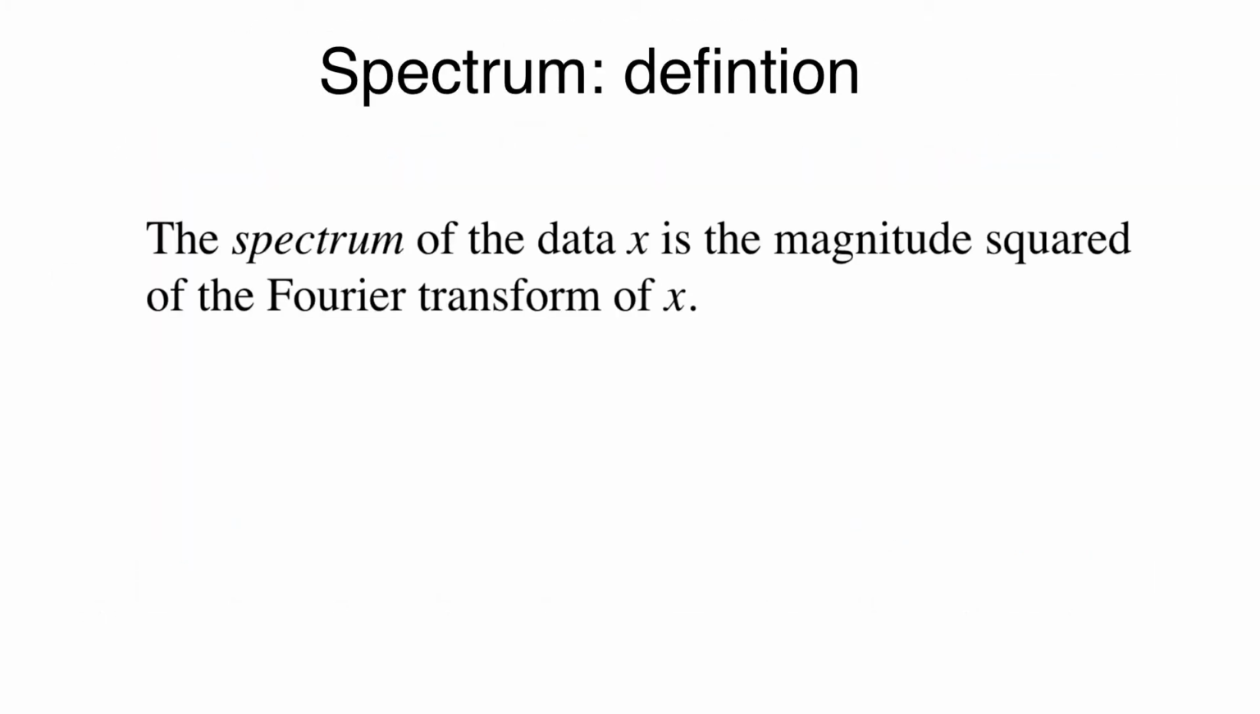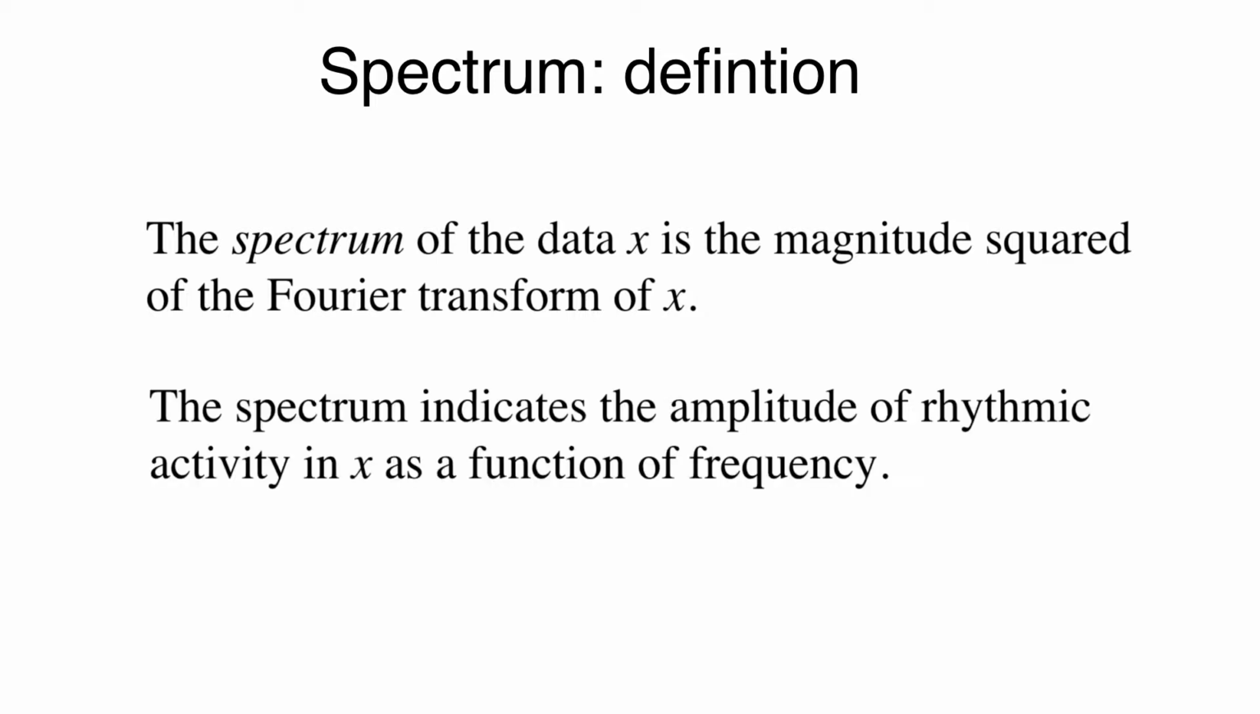The spectrum of our data X is the magnitude squared of the Fourier transform of X. We'll see that the spectrum indicates the amplitude of rhythmic activity in our data X as a function of frequency. This definition of the spectrum is relatively straightforward. We can state it in a single sentence, as we wrote above.